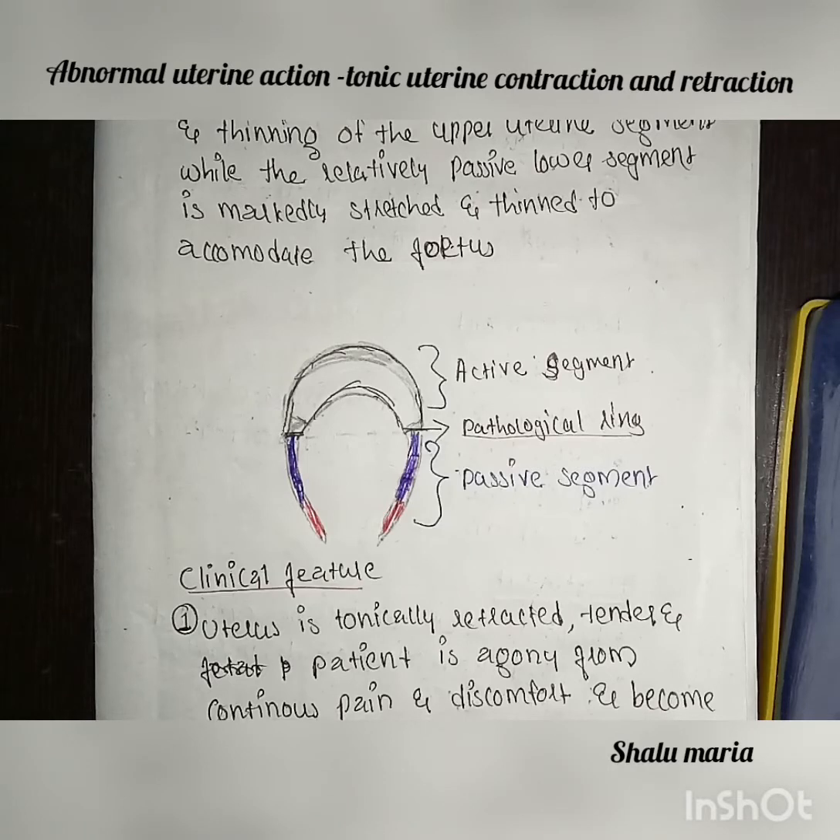And this is seen in the second stage of labor in the case of excessive contraction and retraction, and it can be felt abdominally as a transverse line above or at the level of the umbilicus. But in the case of the physiological ring, we cannot see this, we cannot feel it abdominally.